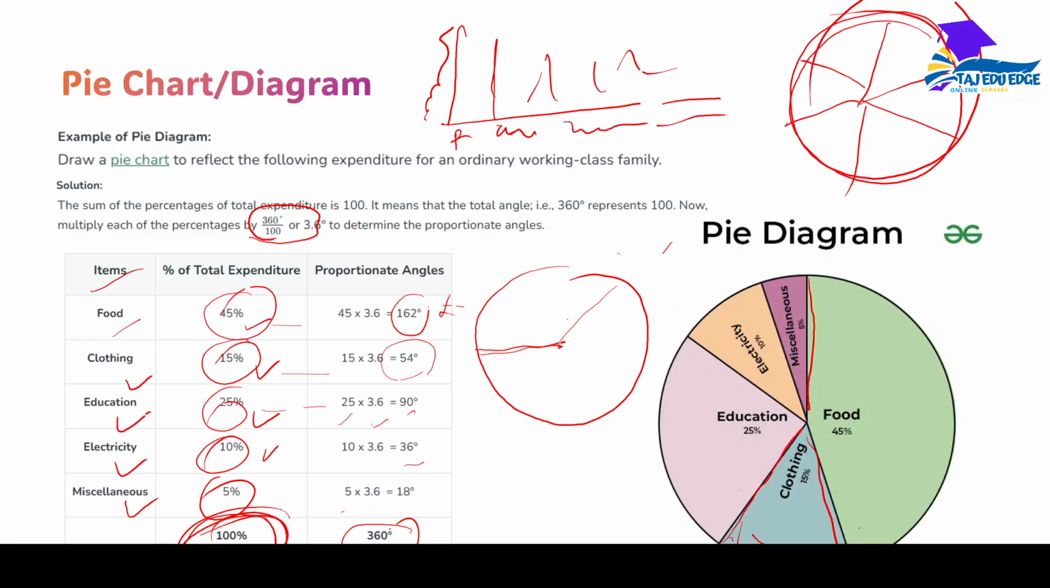Later again we need to keep a protractor and see the 90 degrees. Once we get 90 degrees, that point becomes education, 25%. Again we need to keep a protractor on this line and see that we get 36 degrees, which is required. We got it, that is electricity. After that, whatever is left, that is 18 degrees, that is miscellaneous. So this is how we draw the pie chart.